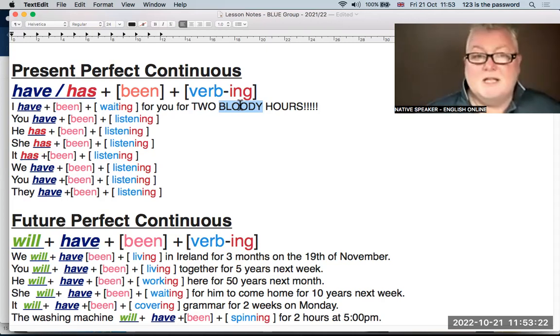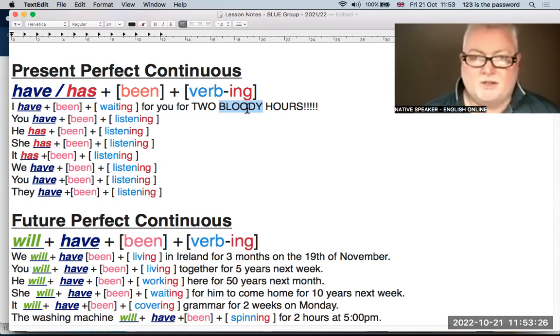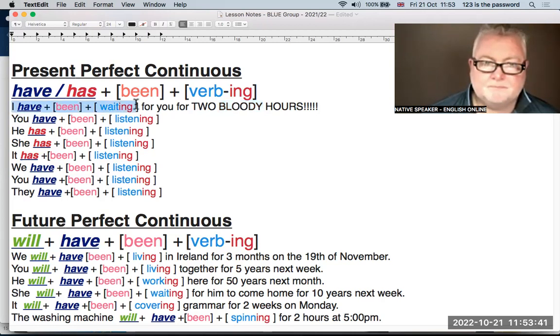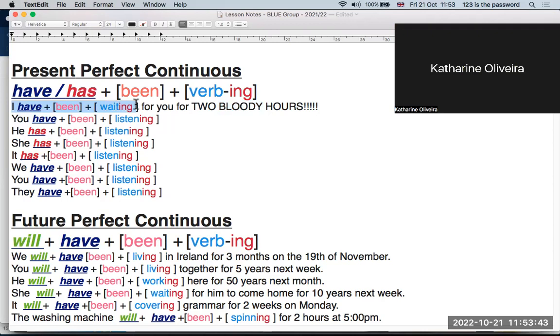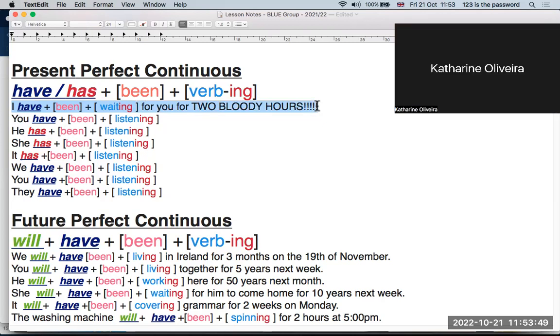It's kind of mild. Could you use it with children? No, I wouldn't let my 8-year-old son use that. But could I use it with my wife and my older son? Yeah. How would you compress this, Katerina? I've been waiting. Good. Give me the full sentence. I've been waiting for you for 2 bloody hours.